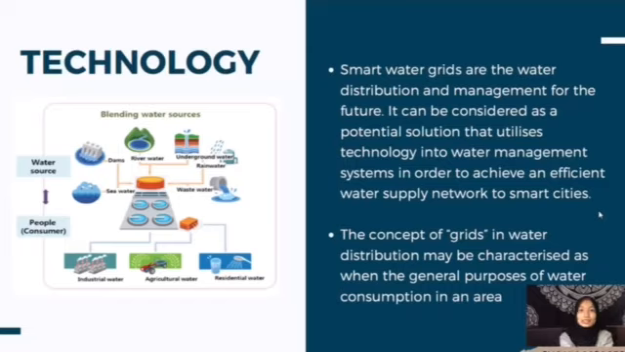Next, I will explain about the technology that has been used in water distribution system, which is smart water grid. Smart water grids are the water distribution and management for the future. It can be considered as a potential solution that utilizes technology in the water management system in order to achieve an efficient water supply network for a smart city.